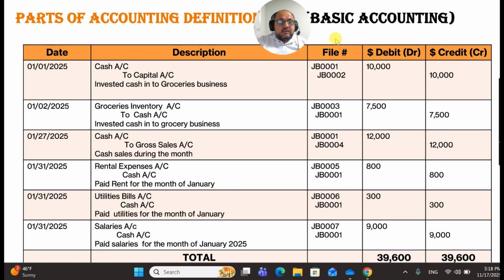So on 1st January 2025, the John brothers invested $10,000 in the business.